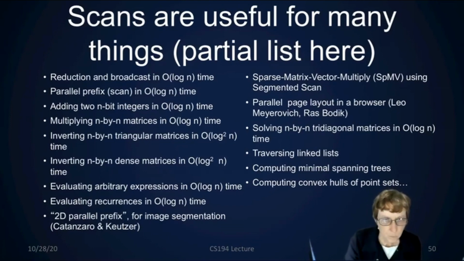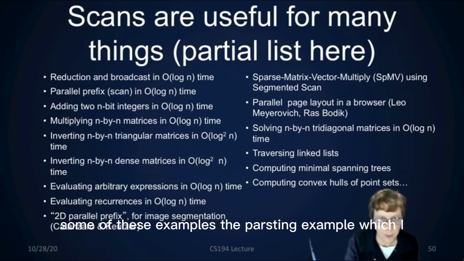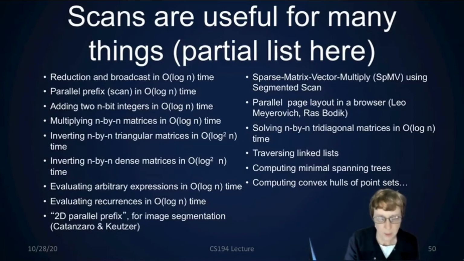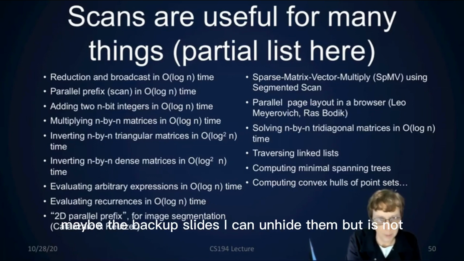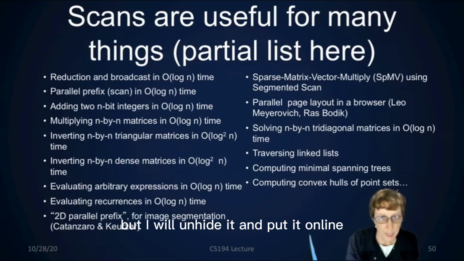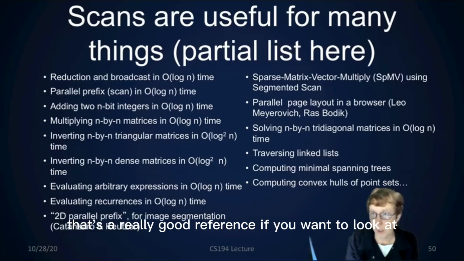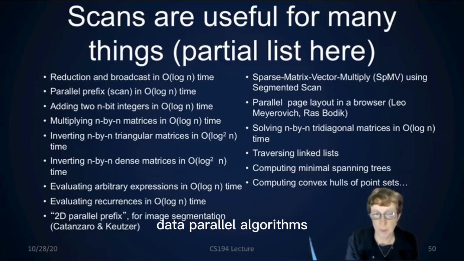And let's see. The other thing, there's a question on Piazza about this, which is some of these examples. So the parsing example, which is in the backup slides, I can unhide them, but I didn't go through it here. It's pretty complicated to walk through, but I will unhide it and put it online. It is from a paper by Danny Hillis and Guy Steele. And that's a really good reference if you want to look at the historical perspective of these data parallel algorithms.